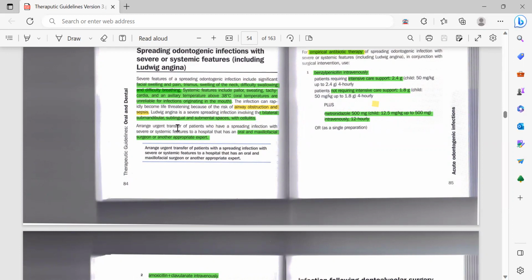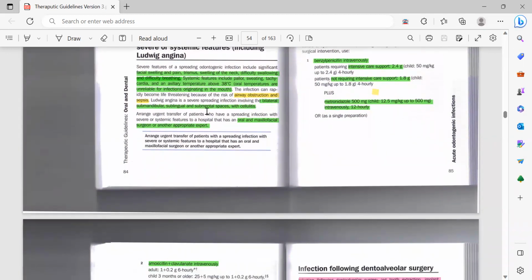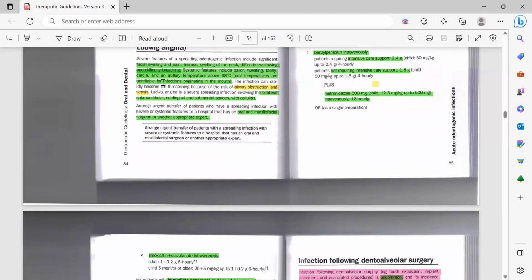Arrange urgent transfer of a patient who has a spreading infection with severe or systemic features to a hospital that has an oral and maxillofacial surgeon or another appropriate expert. So you need to refer your patient urgently to a hospital that has an oral and maxillofacial surgeon.